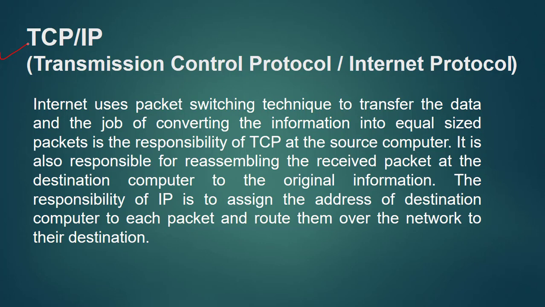Now, the internet uses the packet switching technique to transfer data, and the job of converting information into equal size packets is the responsibility of TCP. It means whenever we share something or get something from the internet, first that file is converted into small equal size packets, and then it is sent over the network. Then IP assigns the address of the destination to each packet, and then it will route all the packets to the network destination. So it was all about TCP and IP.